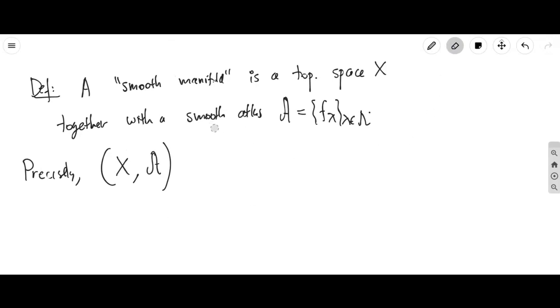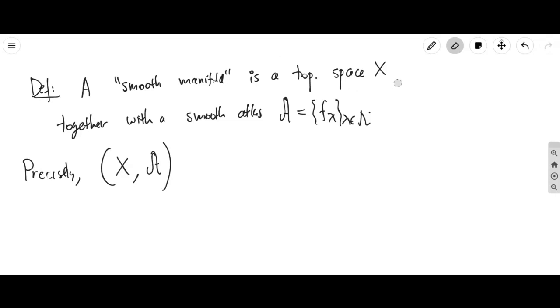Another complication, depending on the authors that you use, is that they make an assumption that an atlas has to be maximally large, whatever that means. But I do not think we'll need that. That will just give us complications. We're trying to avoid as many complications as possible, even if our definitions might not be the most optimal ones. I think for our purposes, that's going to be good enough.